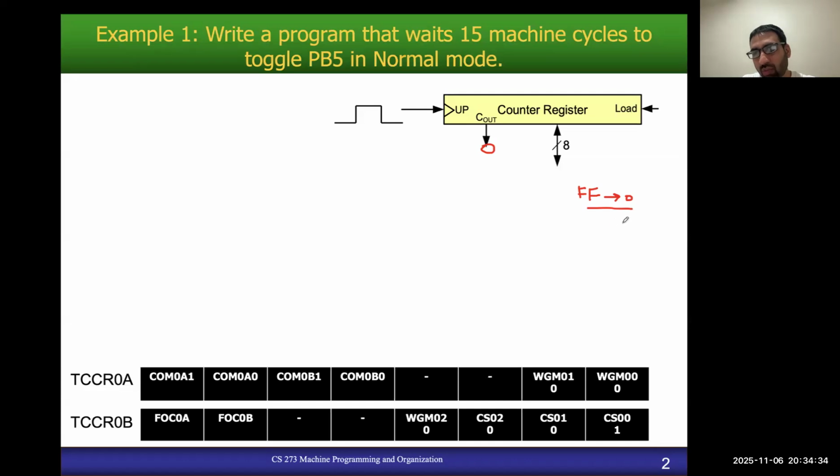So how many additional clocks do we need, right? Here, remember we said 15 machine cycles. One machine cycle is one clock, right? So it means we need 14 more, right? So if we initialize the register value such that it is 14 less than the maximum, we will get a delay of 15 machine cycles, right?